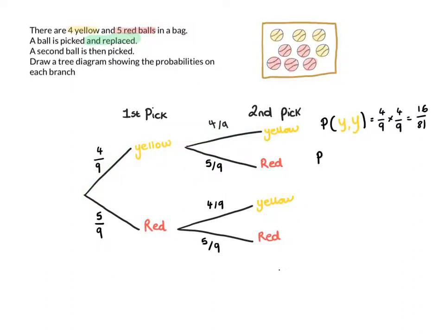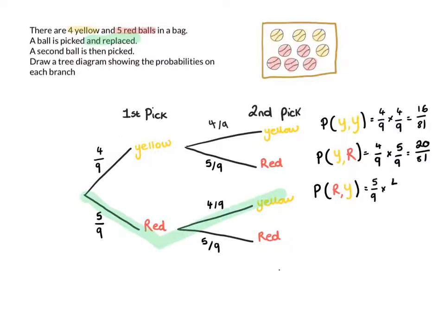We're now going to do the same for the probability of yellow and then red. So picking a yellow out first and then a red. So we multiply along the branches. So 4 over 9 multiplied by 5 over 9 should get 20 over 81. So now underneath, we're imagining that we picked out a red first and then a yellow. So what is the probability of picking a red and a yellow? Same thing, we multiply along the branches, so it's going to be 5 over 9 multiplied by 4 over 9.